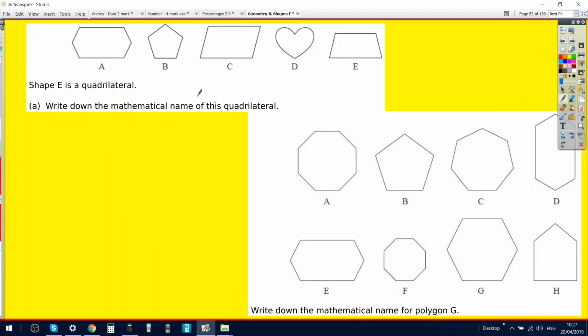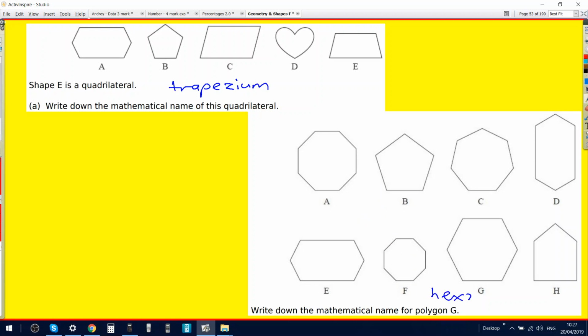Okay, this one up here. Shape E is a quadrilateral. Write down the name of this. Is that a trapezium? Yeah. How about the one down there? For polygon G, it's 6 sides, so it's a hexagon. Yes. Hexagon.